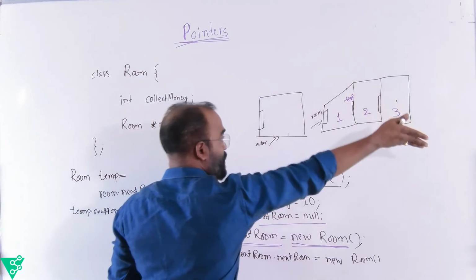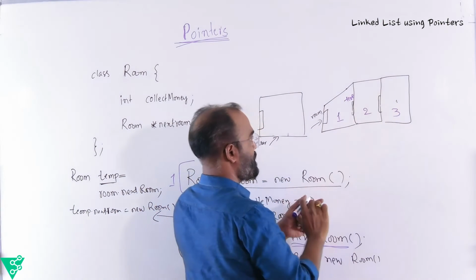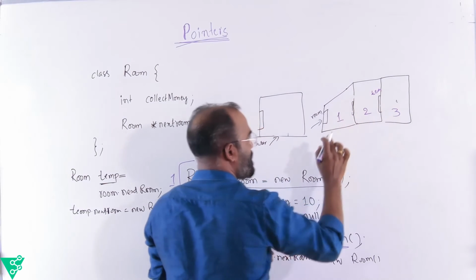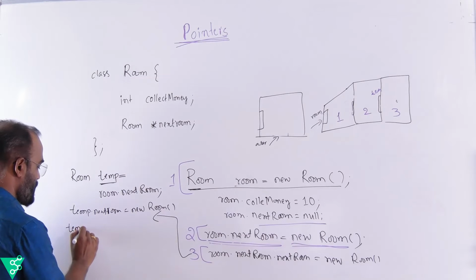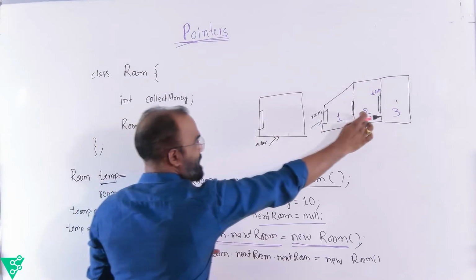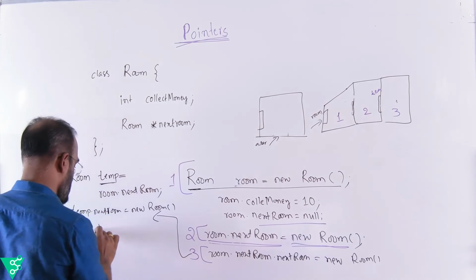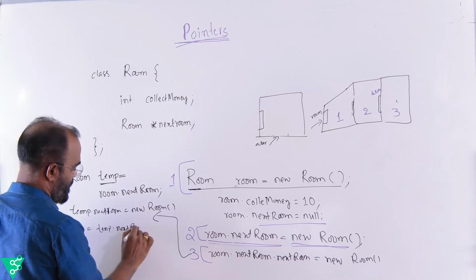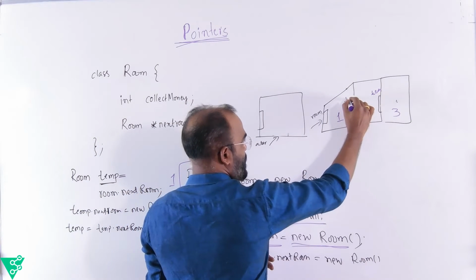Then how do you create a fourth one? So you have to move this temp, right? You have to move this temp to here. So you don't need this here anymore. So now what do you say? Temp is equals to, now the temp is here, right? Temp was here. Existing temp was here. So temp dot next room. Right? So you moved.